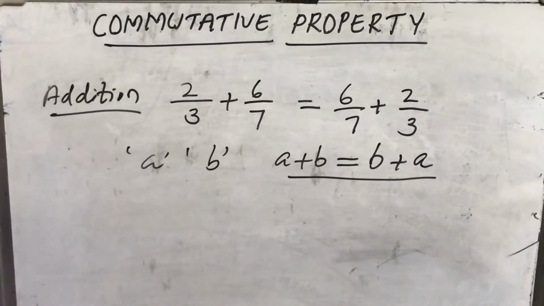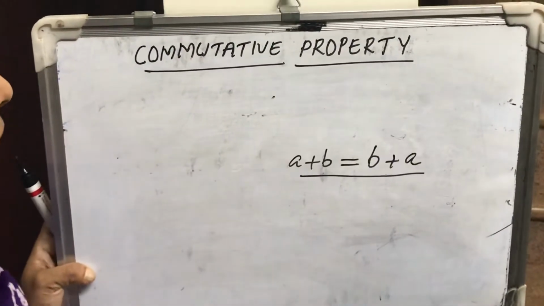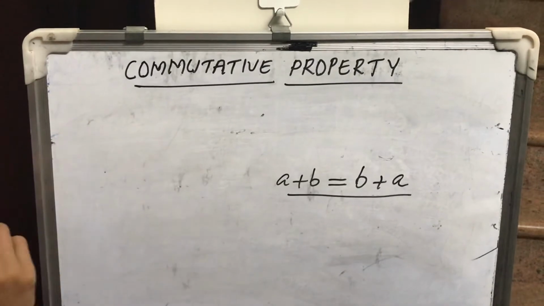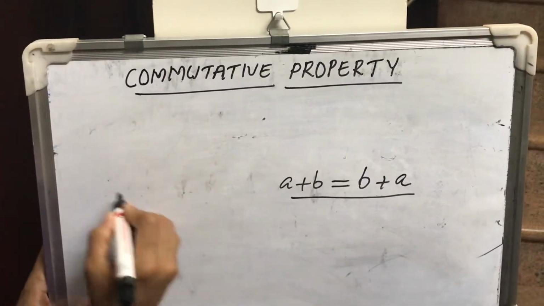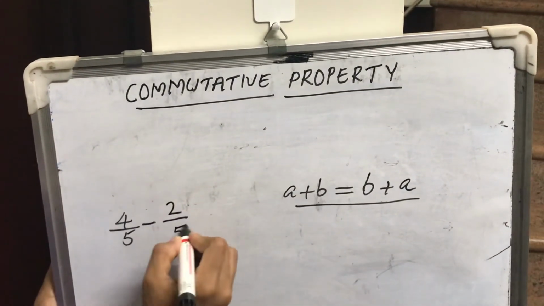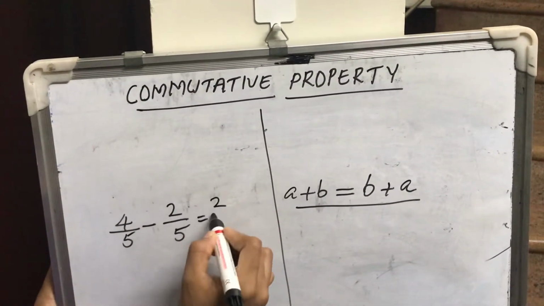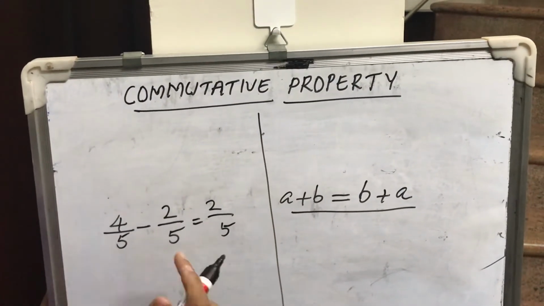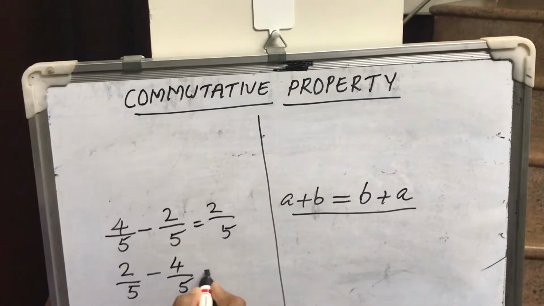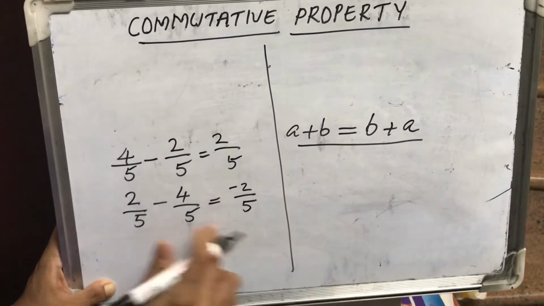Next we want to check in the case of subtraction. That means when we take any two rational numbers, then we subtract them. Look, I took the first example 4 by 5 minus 2 by 5. All of you know its answer will be 2 by 5. Then if we change the order of these two rationals, what will happen? That means 2 by 5 minus 4 by 5. What will be the answer? 2 minus 4, it will be minus 2. Minus 2 by 5 we got.